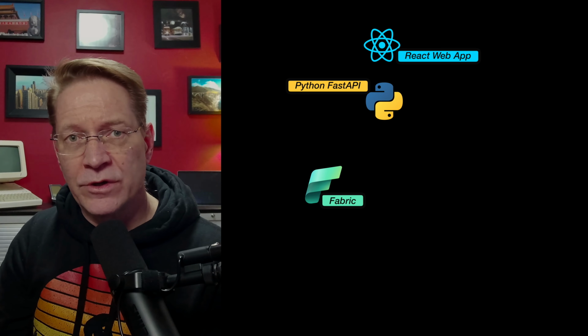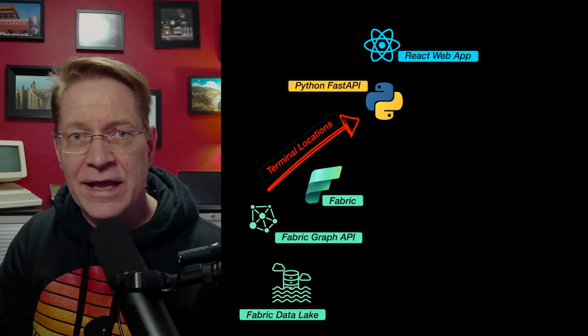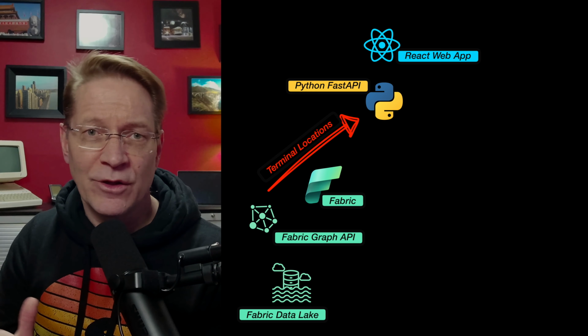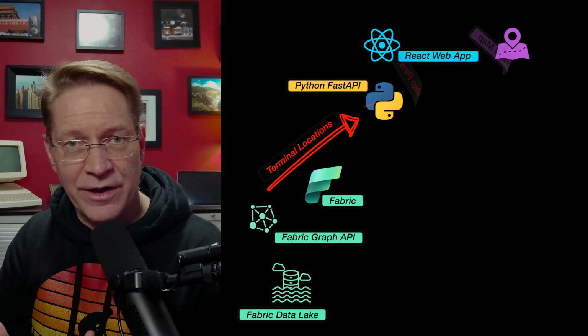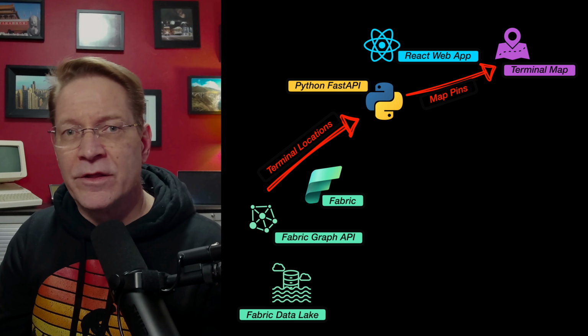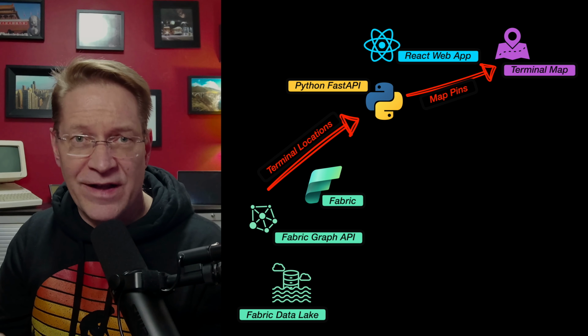The web app leverages several Azure services. We're using the Fabric Graph API to display reference data from the data lake, and in this case, the terminal names and locations for our trekking company. The terminals are then added to an Azure Maps layer within the React web app. The React app has an embedded chat interface as well that connects to a Microsoft Foundry agent.